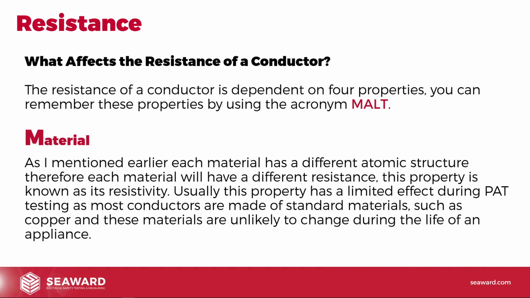So, what factors affect the resistance of a conductor? The resistance of a conductor is dependent on 4 properties. And you can remember these properties by using the acronym MALT, M-A-L-T, MALT. It's a nice easy way of remembering. So the first one, the M that we're going to look at, M stands for material. As I mentioned earlier, each material has a different atomic structure. Therefore, each material will have a different resistance. This property is known as its resistivity.